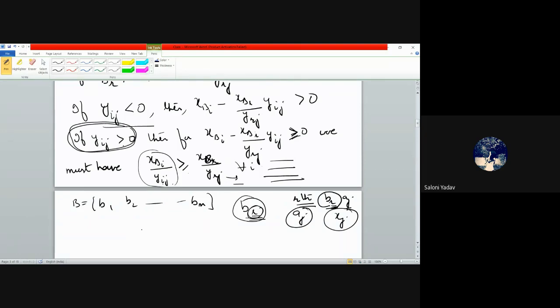So now I want XBI upon YIJ to be more than or equal to XBR upon YRJ at every stage. So at the most, what can it be? Equal.